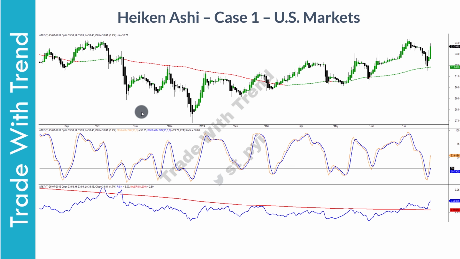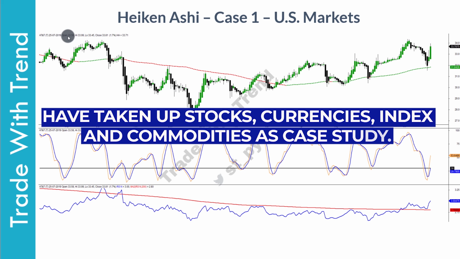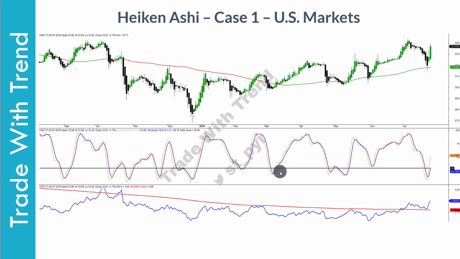So let us now move to a specific case study to understand this trading strategy better. In this case study, I have taken up AT&T stock as an example that is traded in the US stock market. In the cases ahead, I have taken up currencies, commodities, and index futures to show application of this concept across all asset classes. In this chart, if you see, price clearly traded below the 100-day average till this particular point. During the same period, the relative strength line clearly suggested that AT&T was underperforming the broader market.